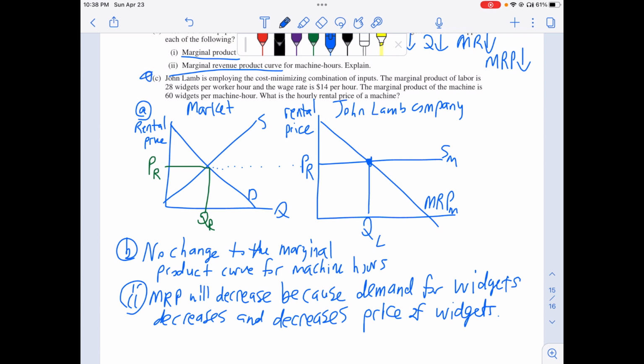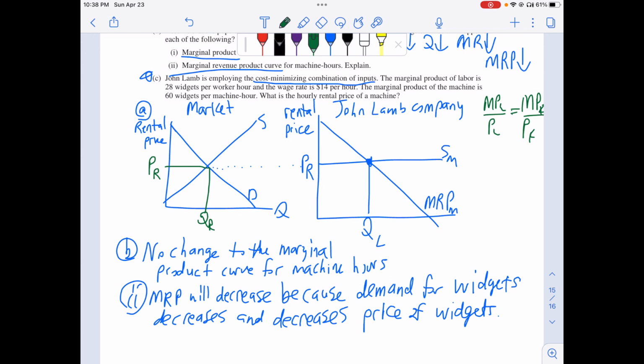Finally, part C. John Lamb is employing the cost minimizing combination of inputs. The marginal product of labor is 28 widgets per worker per hour, and the wage rate is $14. The marginal product of machine is 60 per hour. What is the hourly rate? So, these cost minimizing combination of inputs. If you don't remember that formula, that is marginal product of labor divided by the price of labor equals marginal product of capital divided by the price of capital.